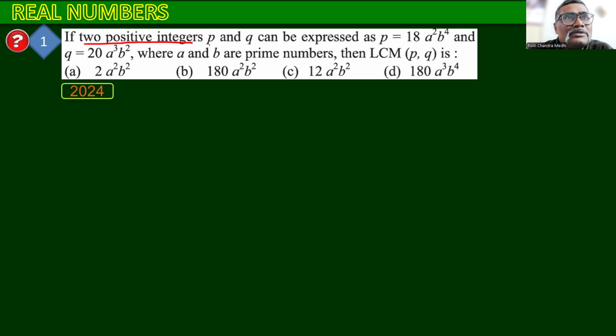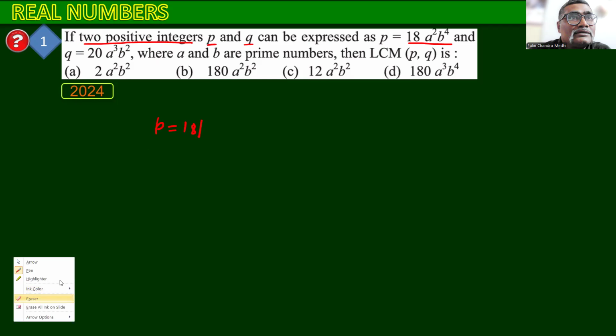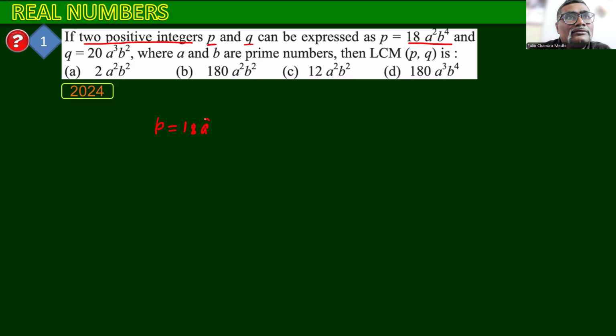Two positive integers p and q can be expressed as p is equal to 18 a square b to the power 4, and q is equal to 20 a cube b square, where a and b are prime numbers. I know that. Now they are asking for the LCM.